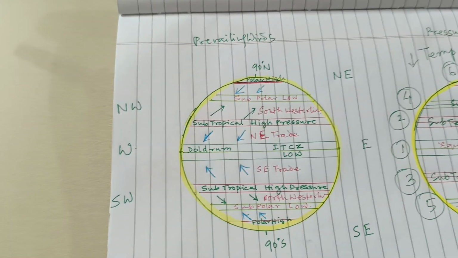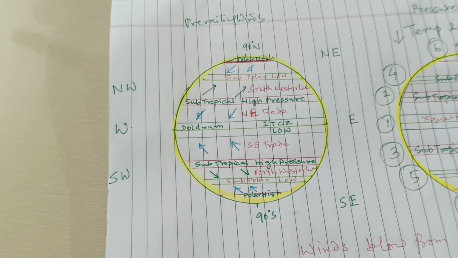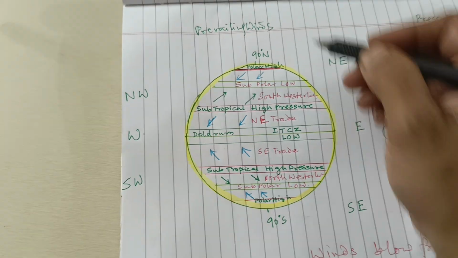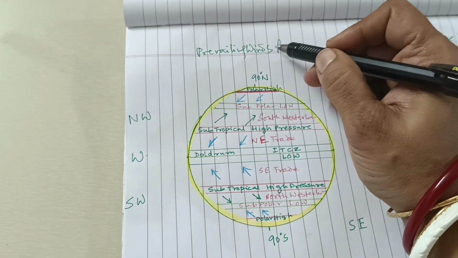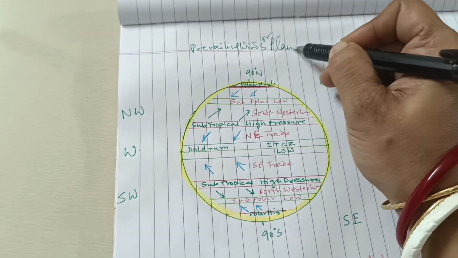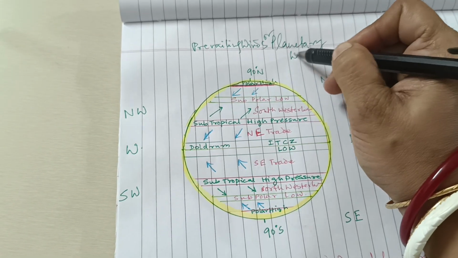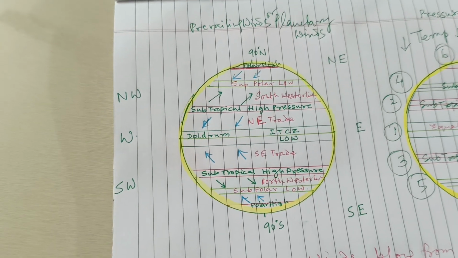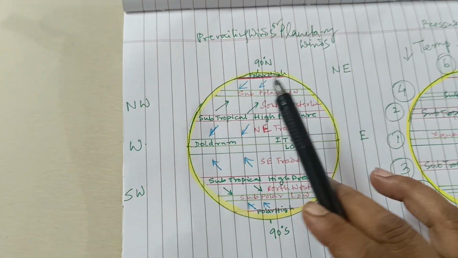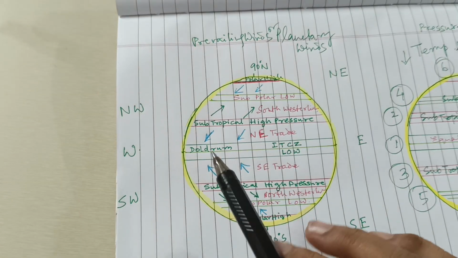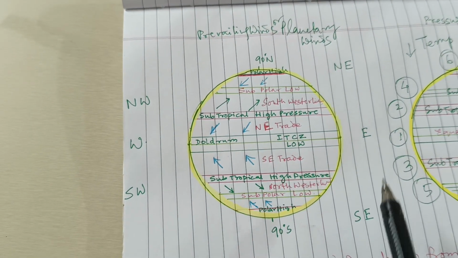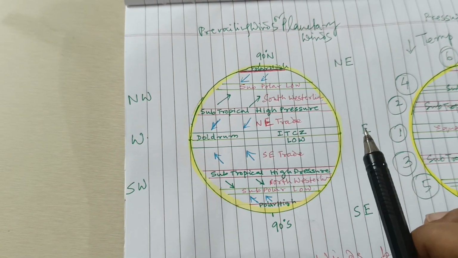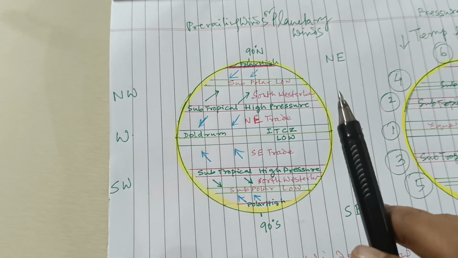So when we are talking about prevailing winds, we need to remember 3 things. Prevailing winds are also called planetary winds. Why are they called planetary winds? We can see that the planetary winds or prevailing winds are blowing throughout the planet, but according to the latitudes.